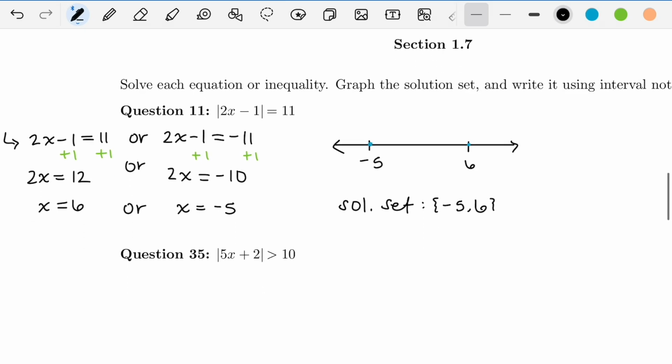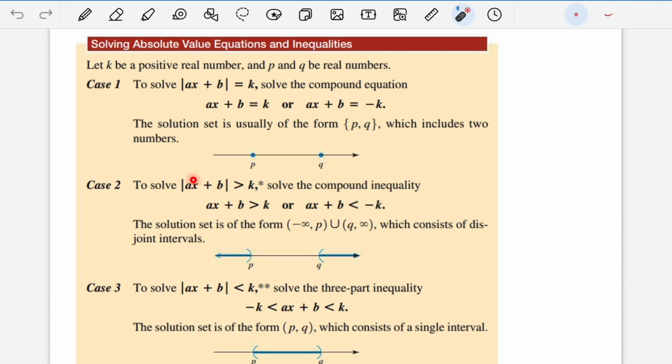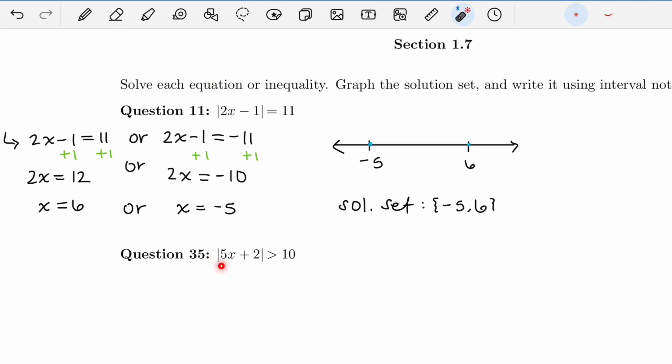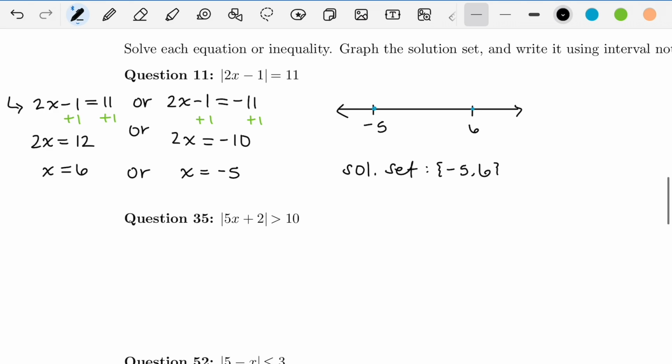Now for this next question here, this is going to be our second case. We have our absolute value is going to be greater than some number k. So in this case, we're going to have to translate it to that compound inequality. So we'll get that 5x plus 2 is going to be greater than 10, or 5x plus 2 is going to be less than -10. So from here, we just want to solve for x.